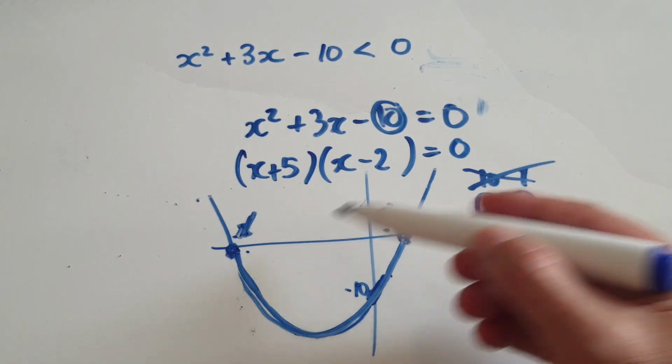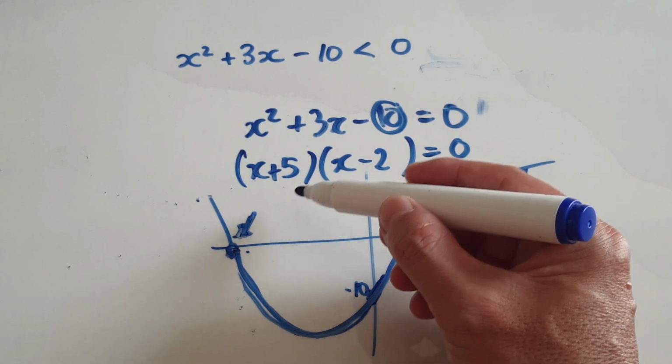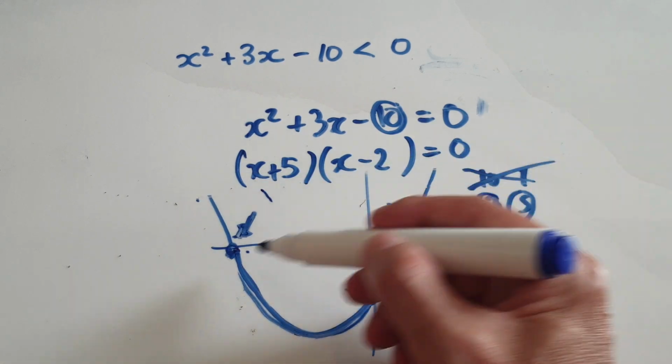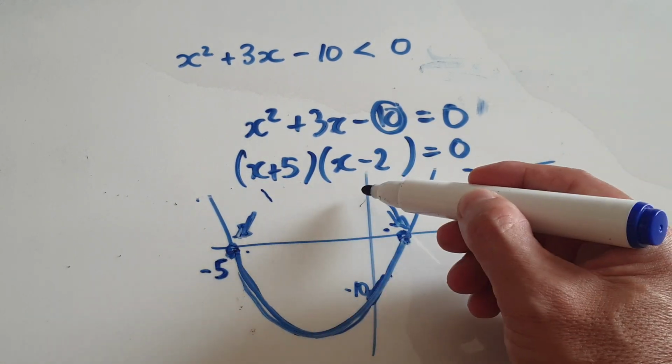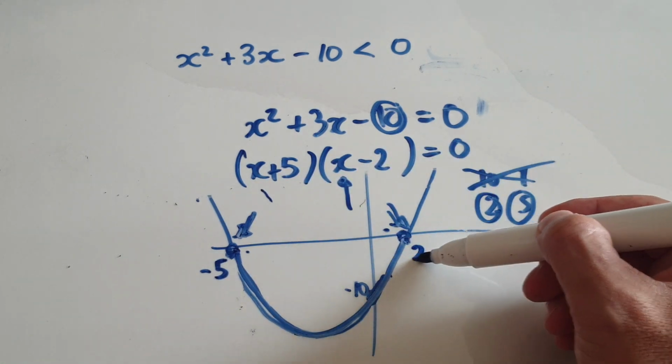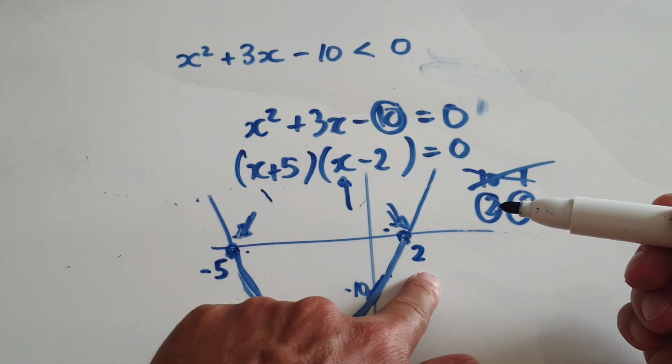So what that means is, if you put a negative 5 into here, the whole thing would be 0. So this would be negative 5. If you put a positive 2 into here, the whole thing would be 0. It turns out that this is negative 5 and this is positive 2.